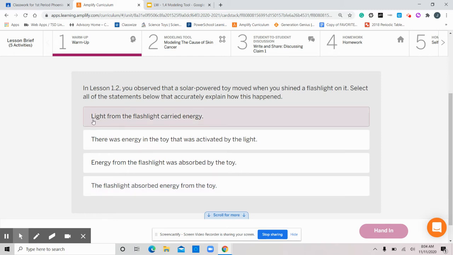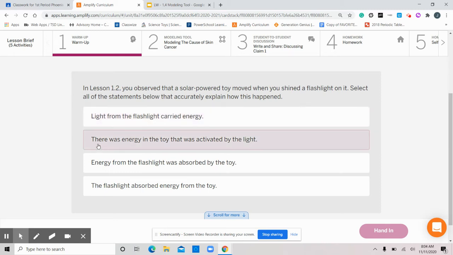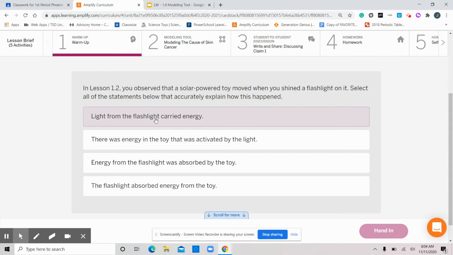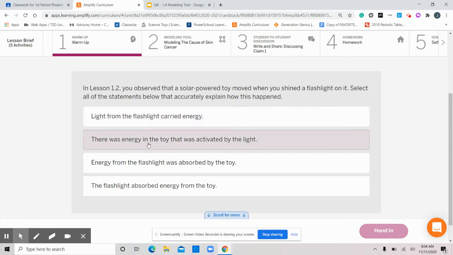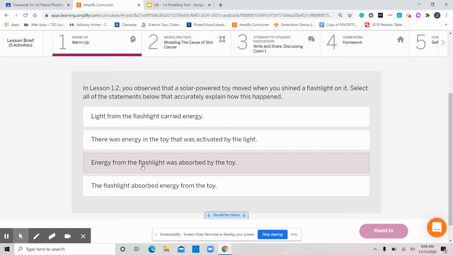So this statement, light from the flashlight carried energy. Well, all light carries energy, so I think that statement might be true. There was energy in the toy that was activated by the light. Well, see, if light is the carrier of energy, there was really no energy that was activated within the toy. So that is incorrect. Energy from the flashlight was absorbed by the toy. Absolutely, I agree. I think that statement is true.